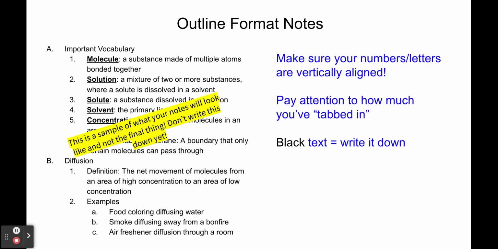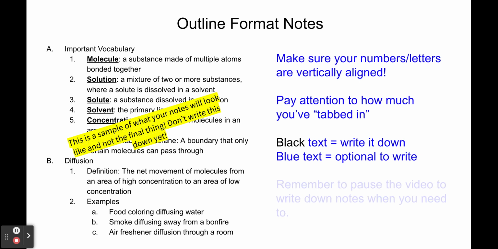If it's black text, you should write it down. And if it's blue text, it's optional, maybe a tip, maybe a fun fact. You can choose whether to write that down or not.